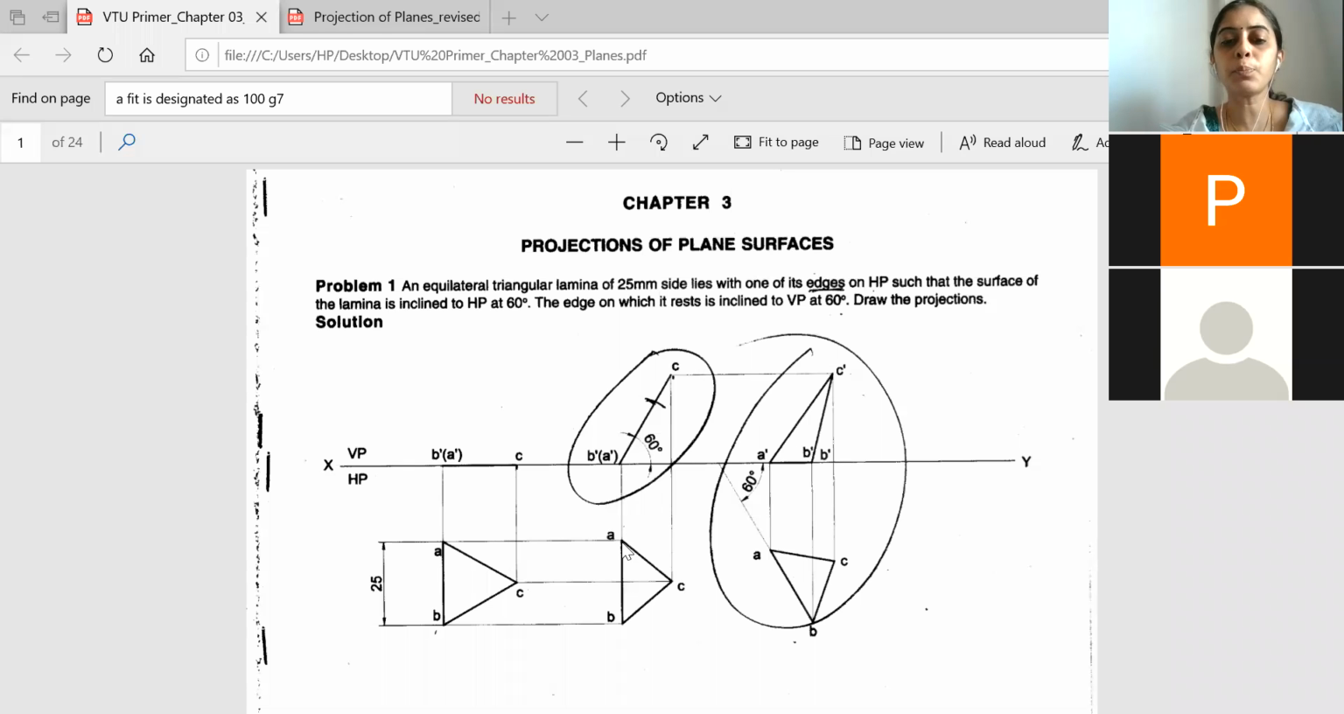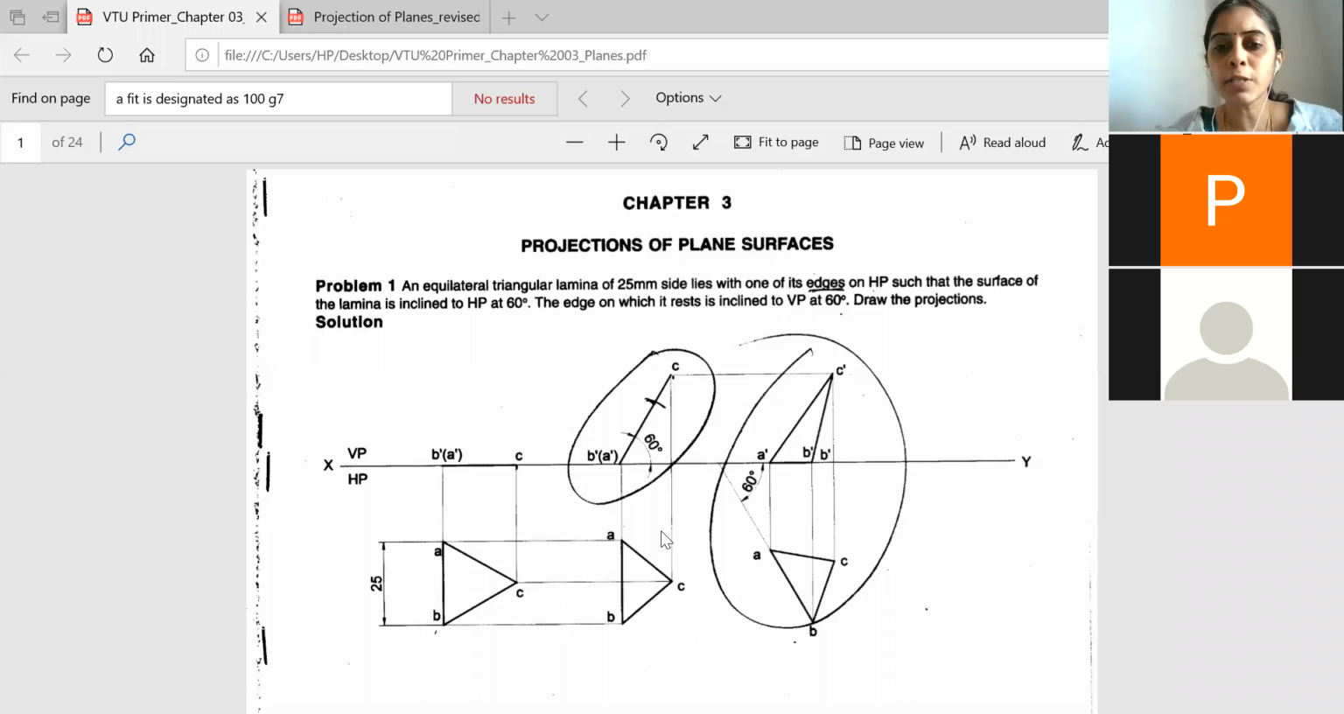First you have to make the points, name it, then join. So here the locus of B is meeting with the locus of B dash at this point, so this will be B. And here the locus of C will be meeting with C dash at this point, so this will be C. Then you will join it as A, B and C. So this is the true shape of the lamina, the triangular lamina. When it is inclined, you won't get the true shape. This will be the apparent shape only. So with the second stage, when it is inclined with HP, you will get the apparent shape.